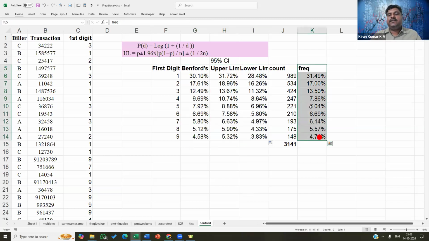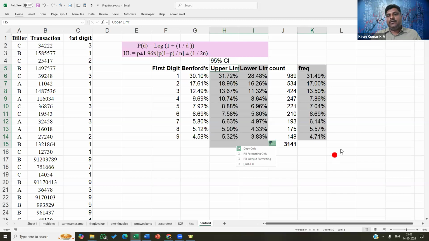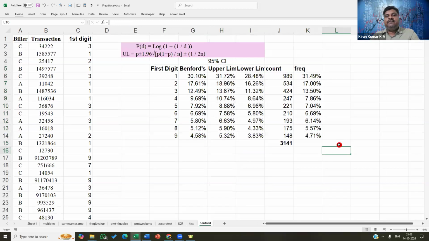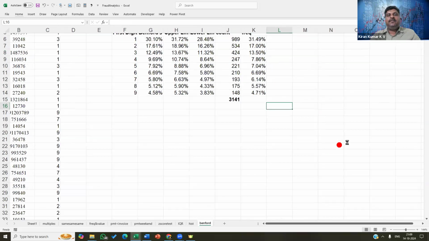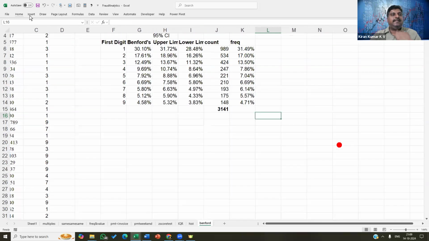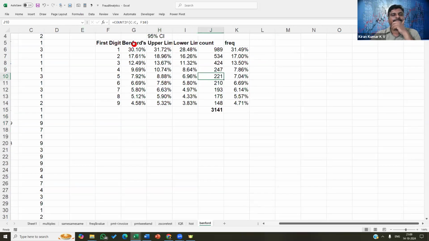So now I have Benford's probability, the upper limit and lower limit for it, and I have my actual frequency. Now all I have to do is ensure that this frequency is well within the upper and the lower limit. So how do we find that? We'll put a small graph for this. Let's put a graph for the frequency.